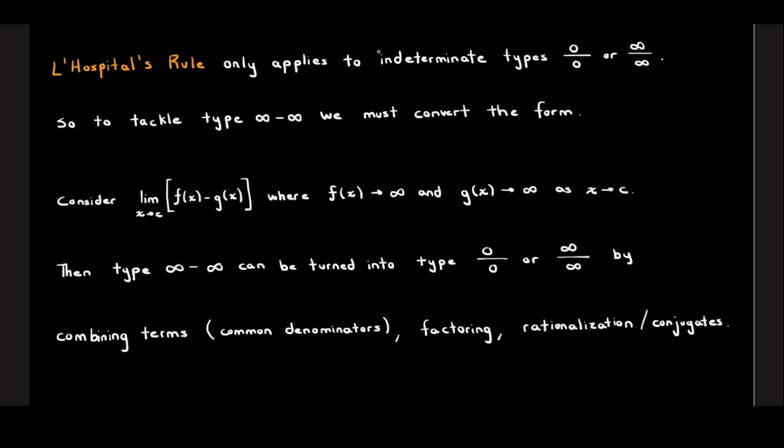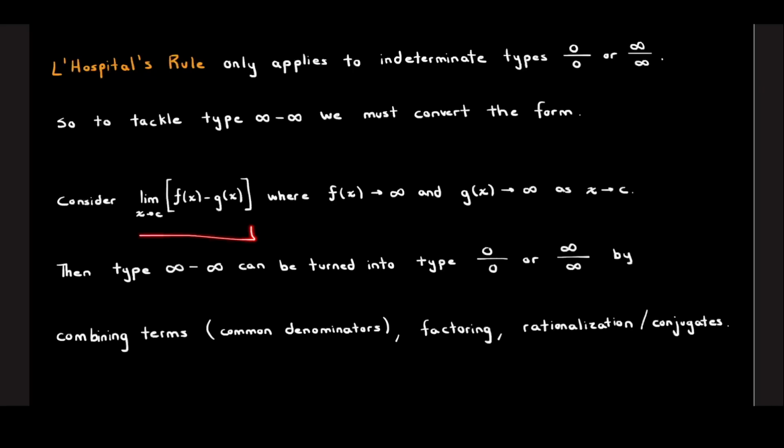And now let's discuss some approaches on how you can tackle these indeterminate differences. So as we have been discussing, L'Hopital's rule only applies to indeterminate types of 0 over 0 or infinity over infinity. If it's not in this form, then you cannot apply L'Hopital's rule. So to solve this indeterminate form, infinity minus infinity, you have to somehow convert this indeterminate difference into an indeterminate quotient. Now this one is a little bit more tricky than the indeterminate product, but let me give you some tips and some general guidelines of what you want to try to do.